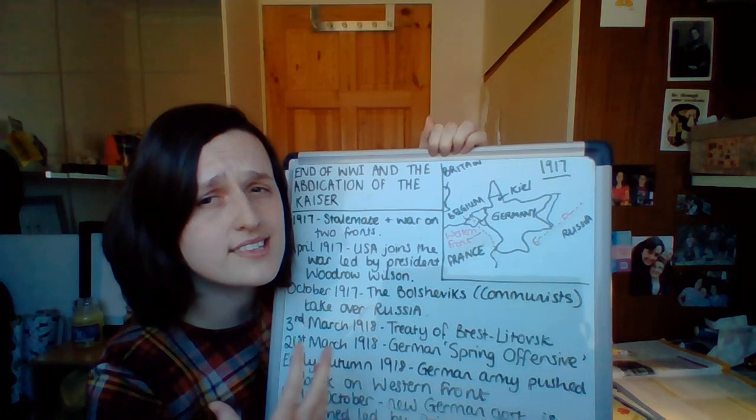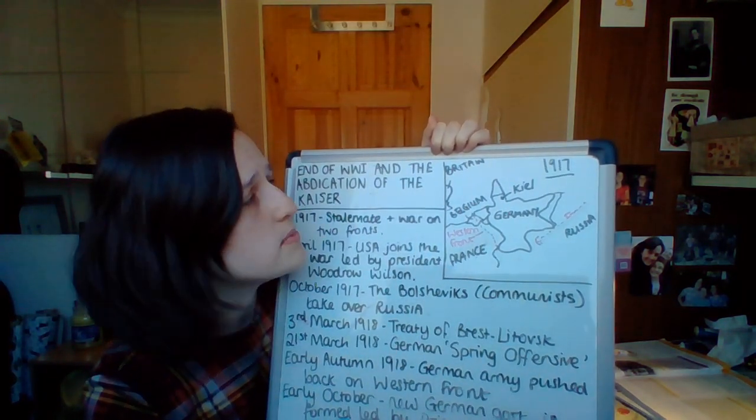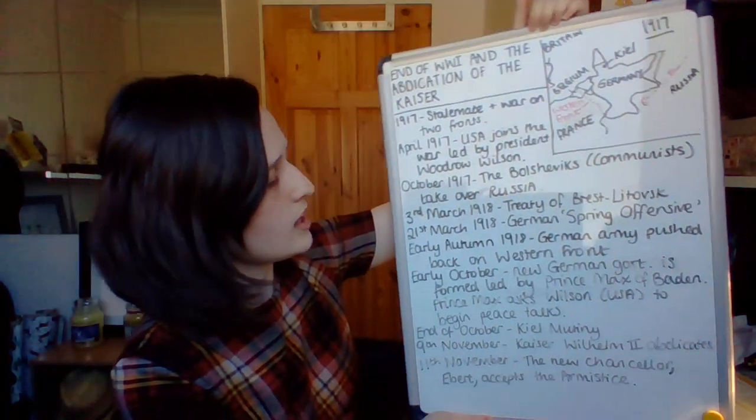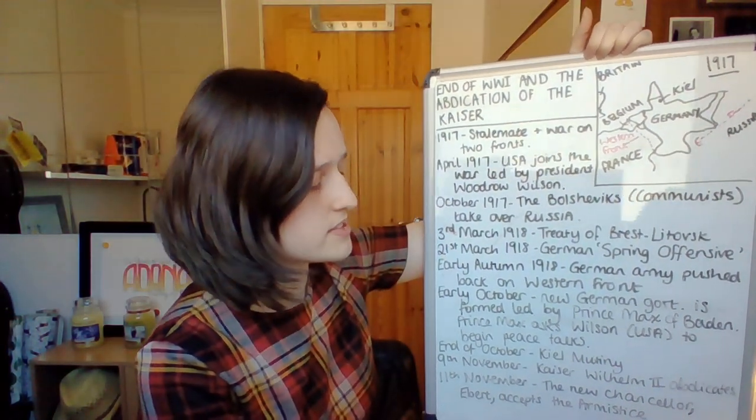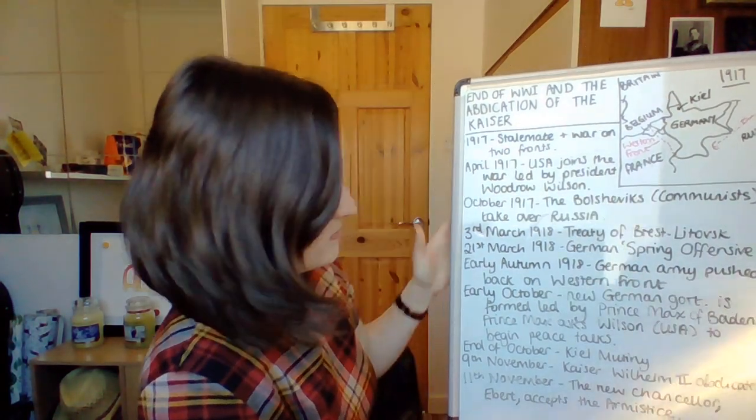The people in Germany are starting to get really hungry. There's a lot of unrest. A lot of people are starting to think, when is this war going to end? We don't seem to be doing very well. So Germany's losing for a couple of reasons: the British blockade, and also they're being pushed back.